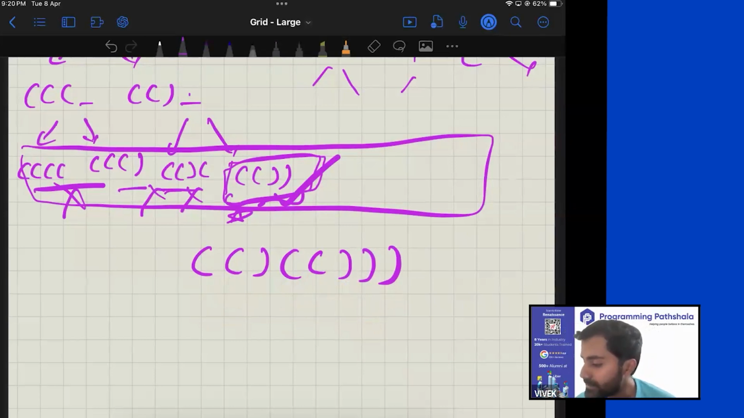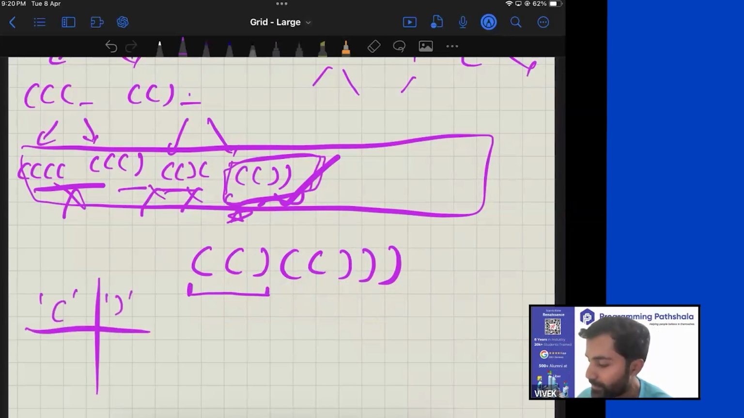Now, looking at here, I can say if you consider any prefix of it, let's say you are considering this prefix. In this prefix, what is the count of opening brackets? And what is the count of closing brackets? Here there are two opening brackets and one closing bracket. If you look at this particular prefix, how many opening brackets do you have?